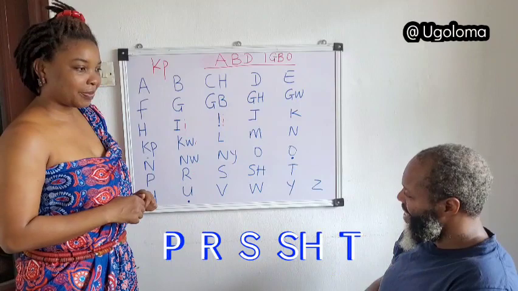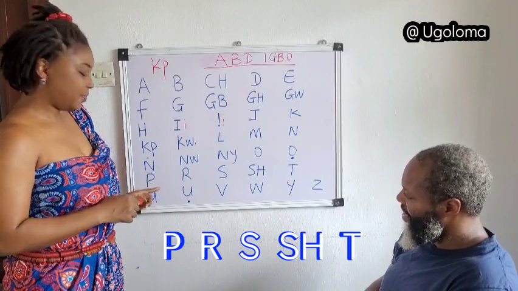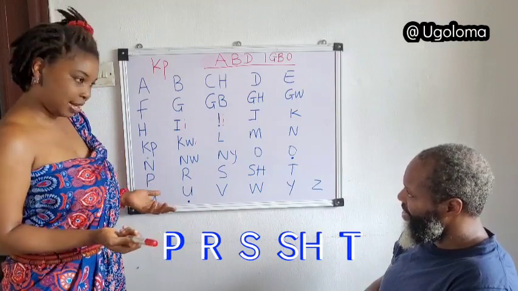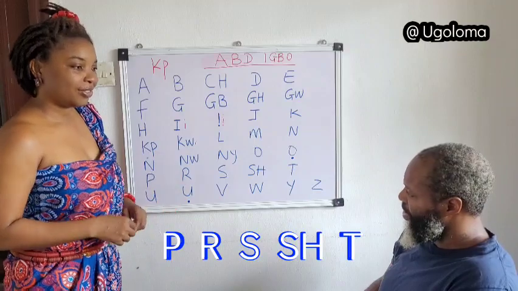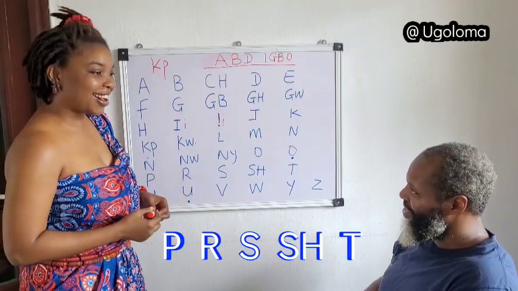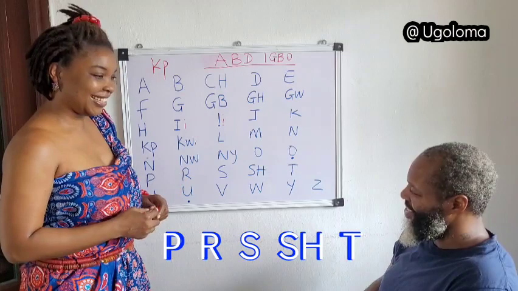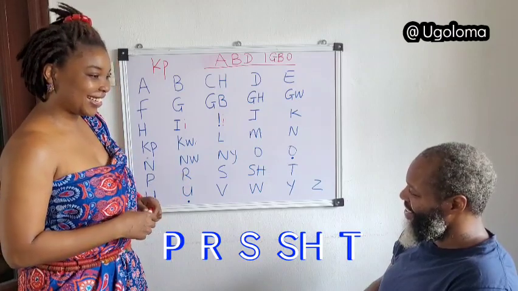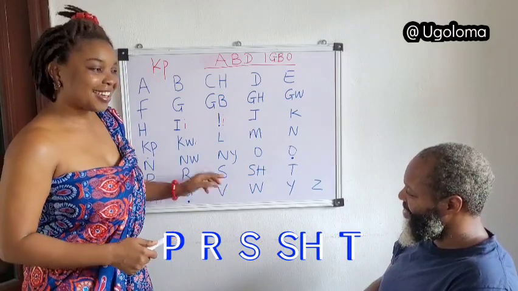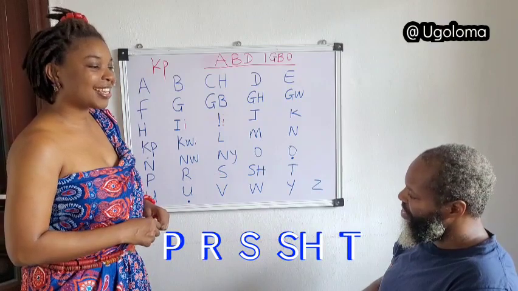P. Pe. P like a P, right? P is the same. Pe. Re. In English, you say R. Re. Correct. Then S. Like a Se.